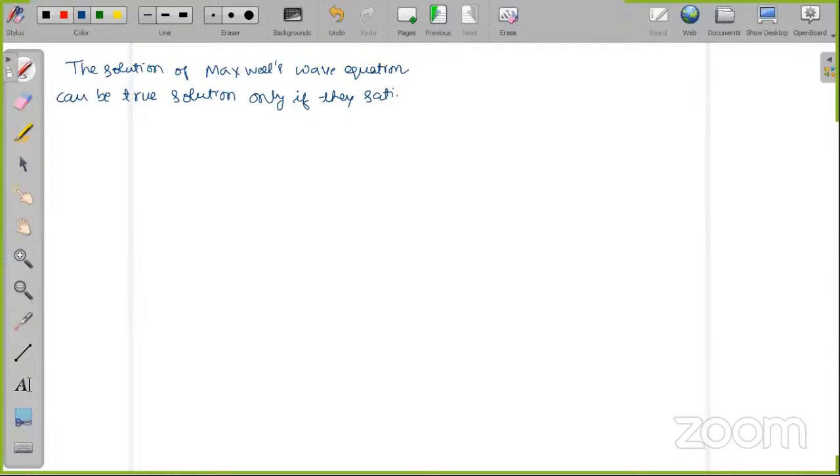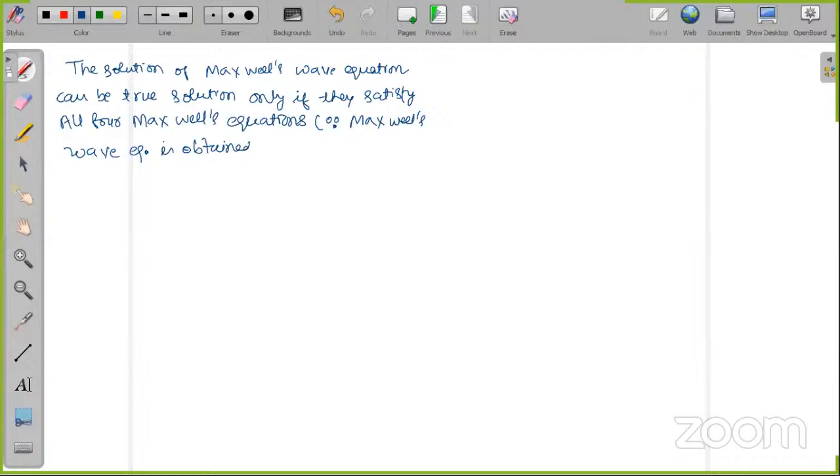satisfy all four Maxwell's equations. What is the reason? Because Maxwell's wave equation is obtained from Maxwell's four equations.